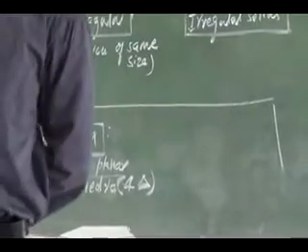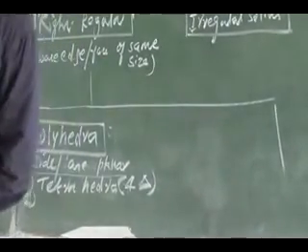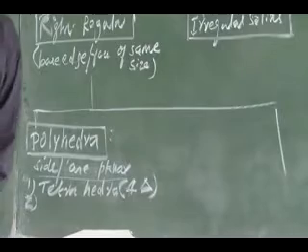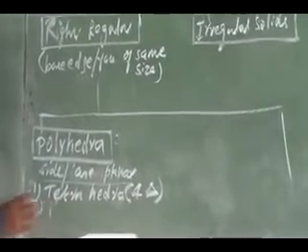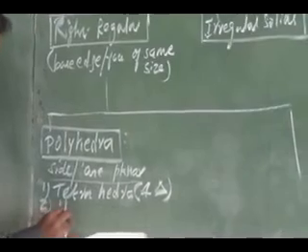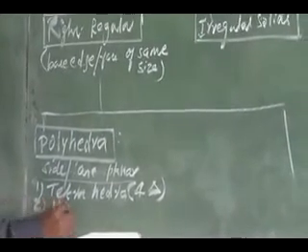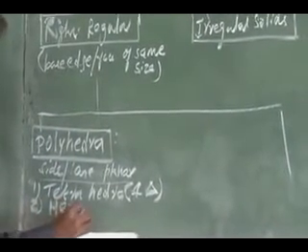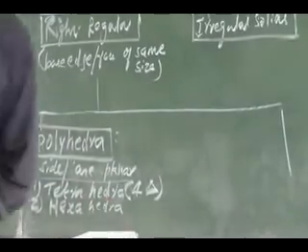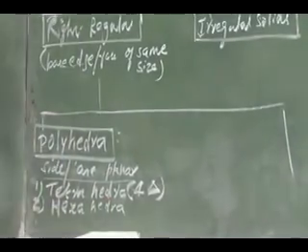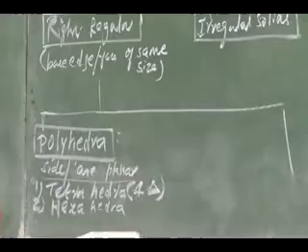Then I have the cube. A cube has six equal square faces, right? Since it has six, I can term it as hexahedra. Hexahedra is simple.